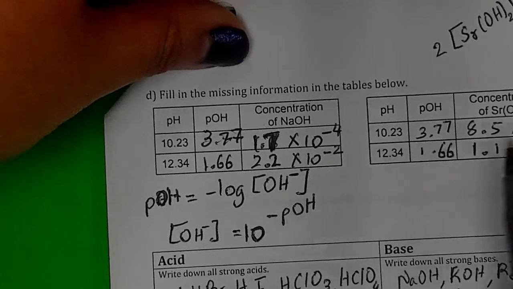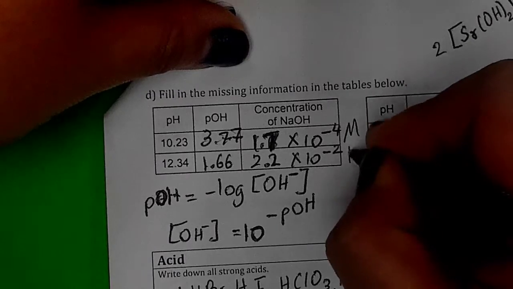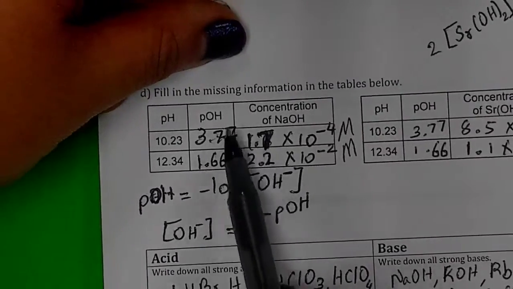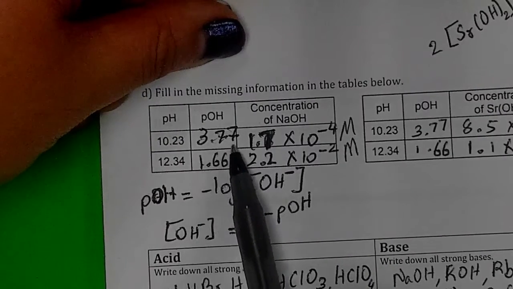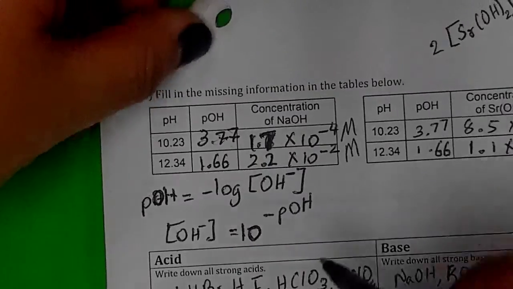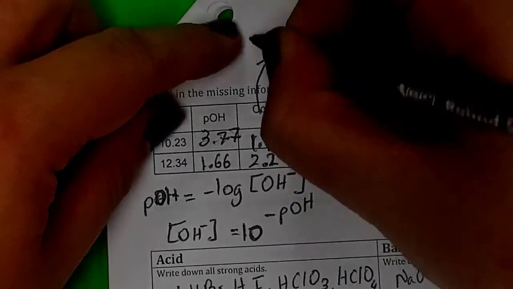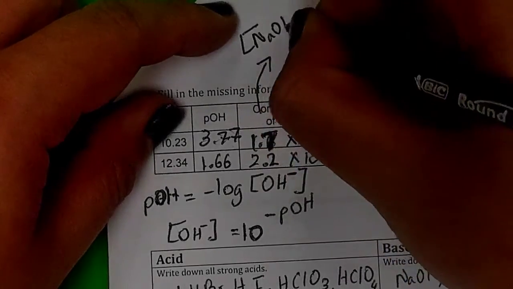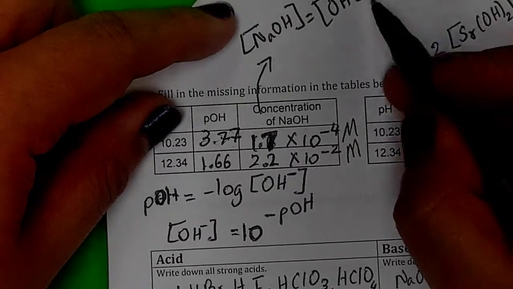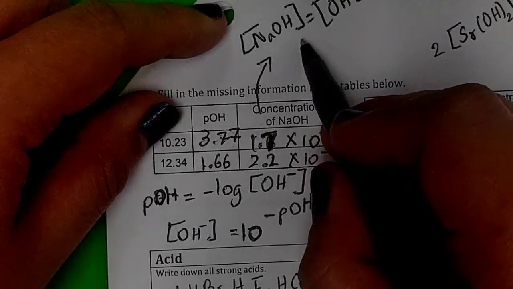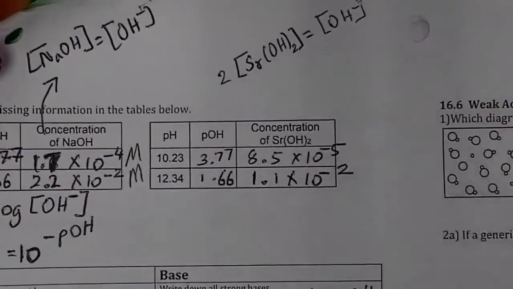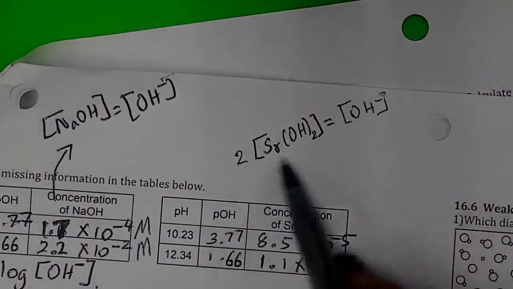Molarity. These are concentrations. I do need a unit. Also, notice my decimals for the pOH match my sig figs for my concentration. Now, I'm going to tell you guys that in this case, concentration of NaOH is equal to concentration of OH minus because each NaOH is going to break into one OH. Right? One OH.